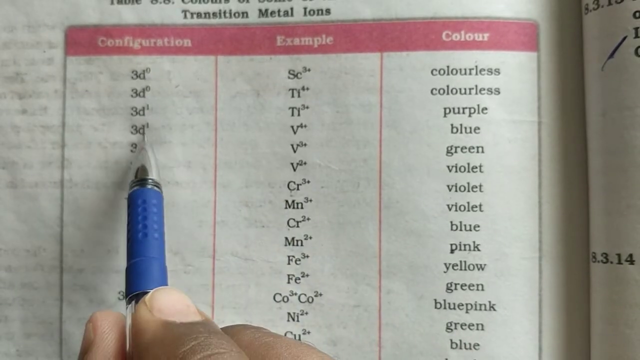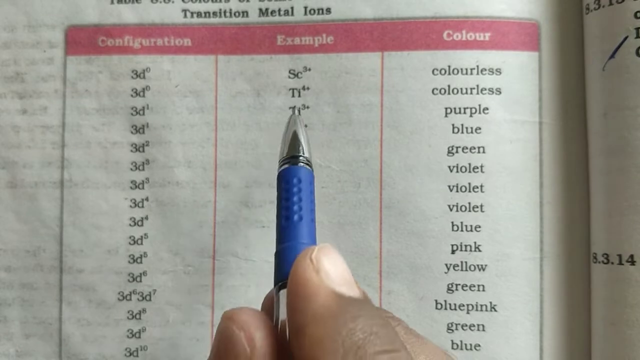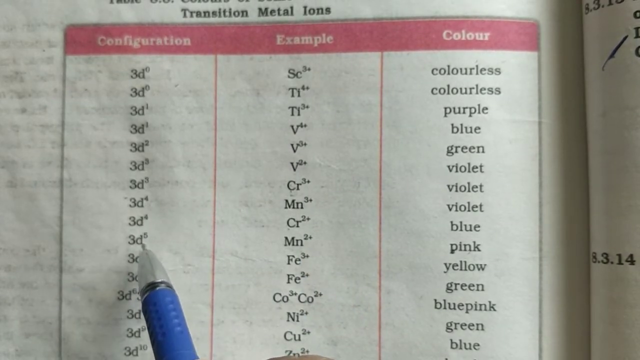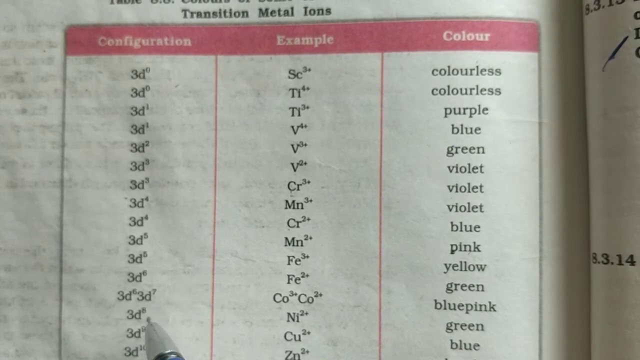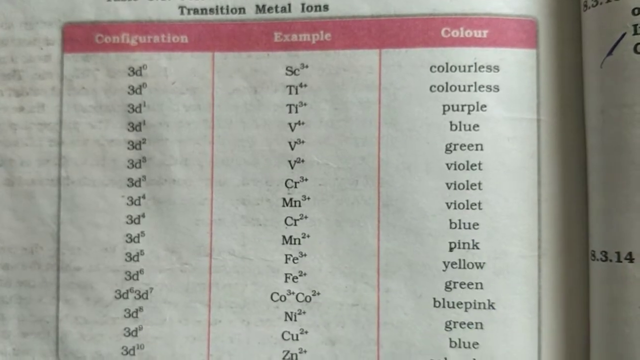V plus 4, 3d1, 3d2. See, whatever the color you see, definitely they have unpaired electrons. 3d4, 3d5, 5 unpaired electrons are there. 3d5, 5 unpaired electrons. 3d6, 4 unpaired electrons. 3d7, 3 unpaired electrons. 3d8, 2 unpaired electrons. 3d9, 1 unpaired electron. Everything has unpaired electrons, then it must be colored in nature.